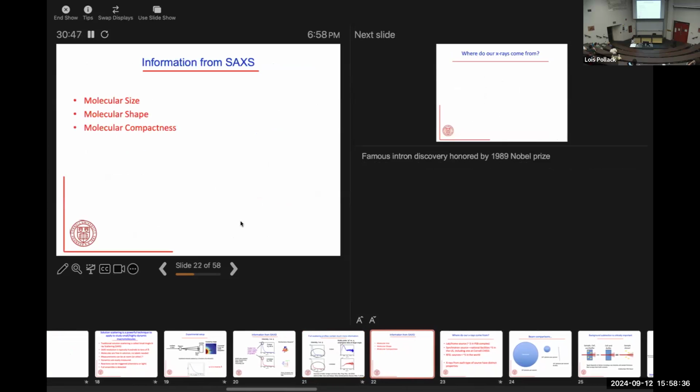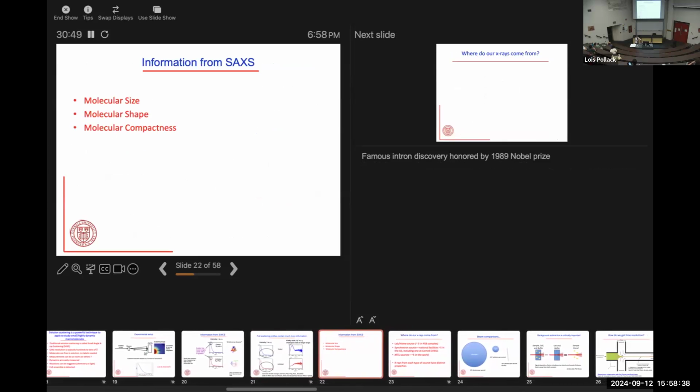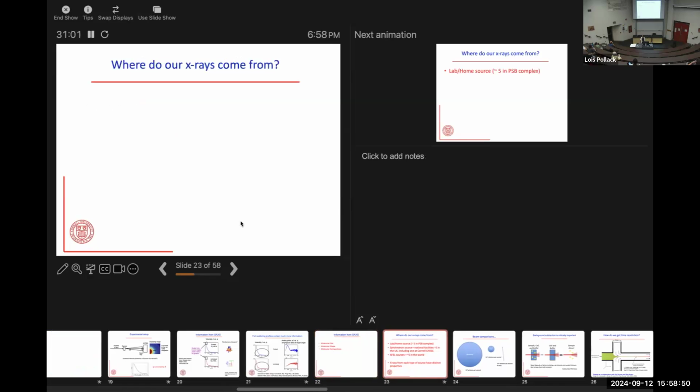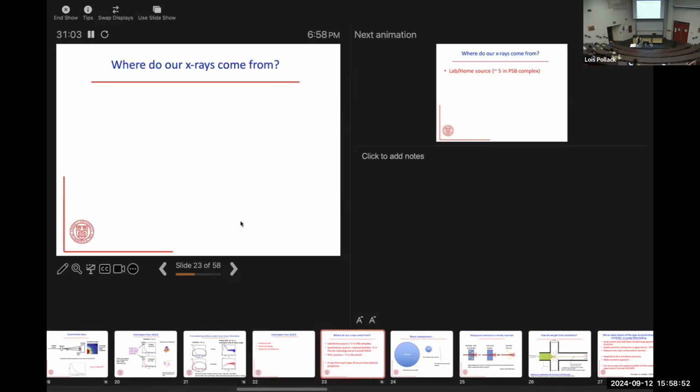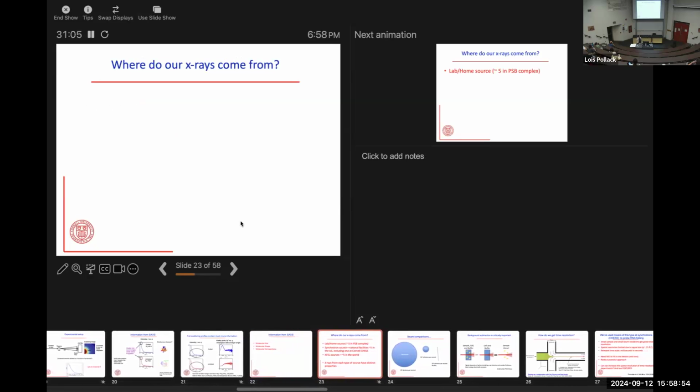And so overall, from small angle X-ray scattering, you get information about the size and shape, through the size at the lowest angle and the compactness. A folded molecule is compact, an unfolded molecule is not compact. So that's great. So where do our X-rays come from?